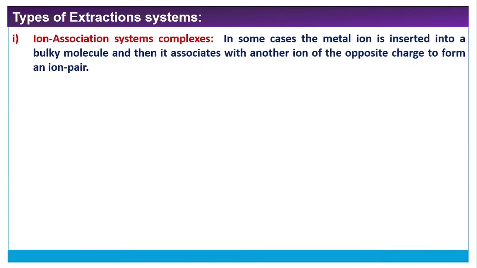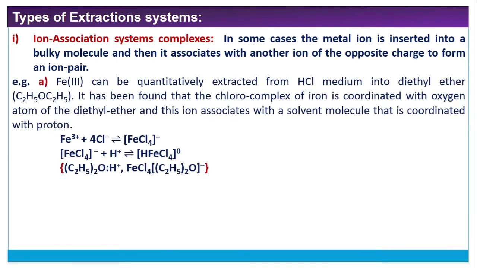First is ion association system complexes. In some cases the metal ion is inserted into a bulky molecule and then it associates with another ion of opposite charge to form an ion pair. For example, ferric ion can be quantitatively extracted from HCl medium, that is hydrochloric acid medium, into diethyl ether. Diethyl ether is an organic solvent, while the HCl medium is the aqueous medium.